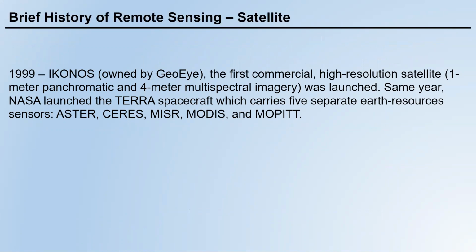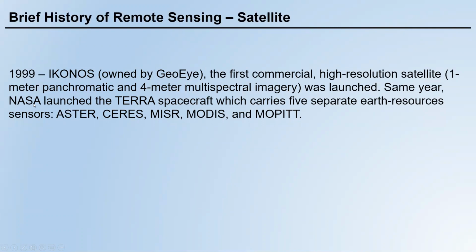Around 2000, in 1999, a very famous sensor, or you could say a satellite, IKONOS, was launched, and it can be considered a very successful example of the commercial satellite industry. IKONOS is not owned by the government or any country. It is owned by a specific company called GeoEye. It was the first commercial high-resolution civil satellite, with 1 meter panchromatic and 4 meter multispectral imagery.